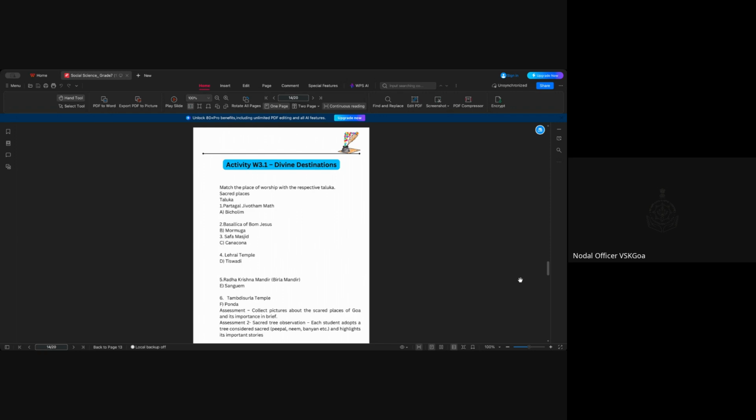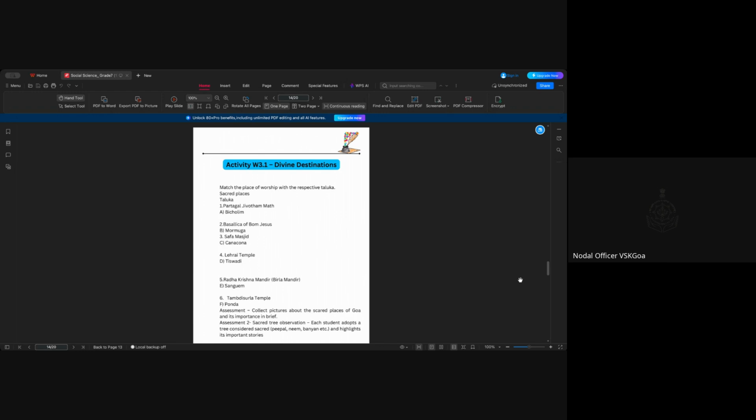This activity can be conducted in another form also. The teacher can share some of the sacred places and then ask the children in which talukas these sacred places are located. Like famous temples, here are some mentioned, like Partagali Jeevottam Math in Canacona, or Basilica of Bom Jesus, or the famous Lairai Temple in Shirgao, or Radhakrishna Mandir, or Bindu Mandir, like that.